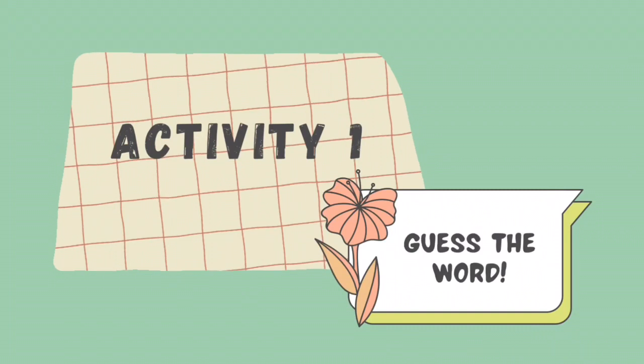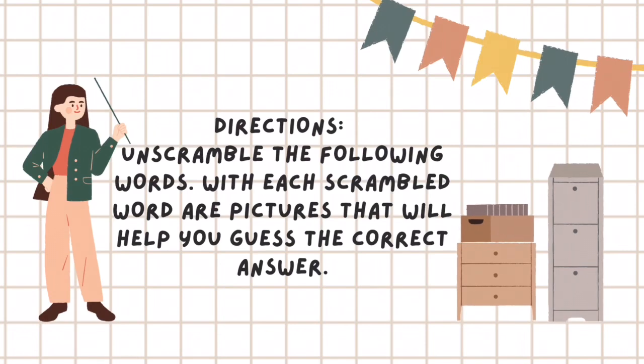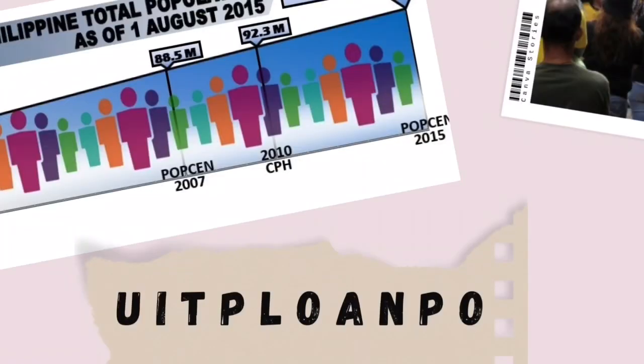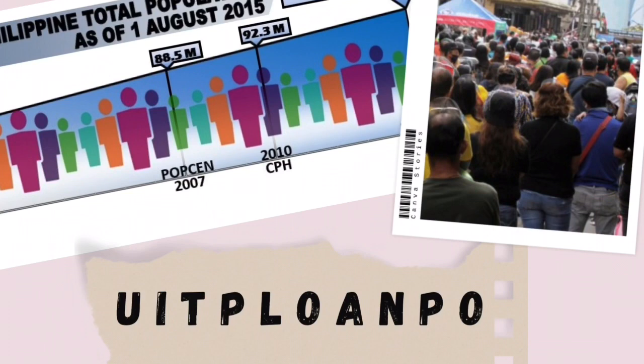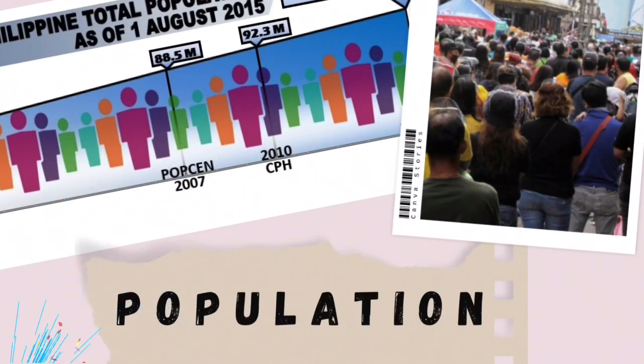To begin our lesson, I have prepared an activity for you. These are the directions for our first activity. Unscramble the following words. With each scrambled word are pictures that will help you guess the correct answer. Let the activity begin. What do you think is the word that best describes these pictures? Yes, that's correct. The answer is population.